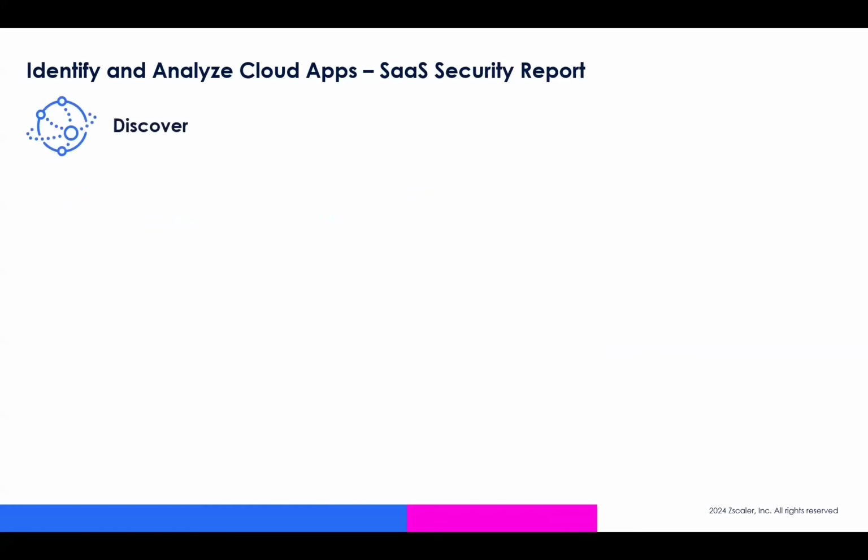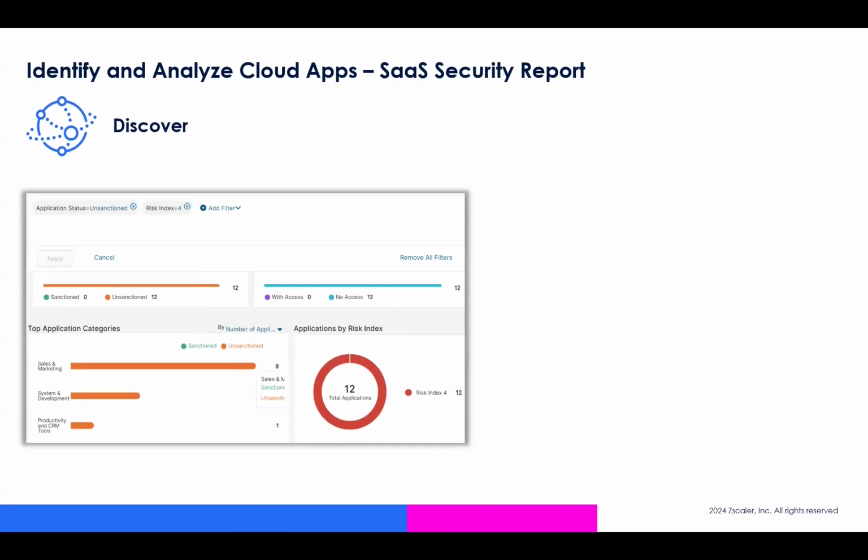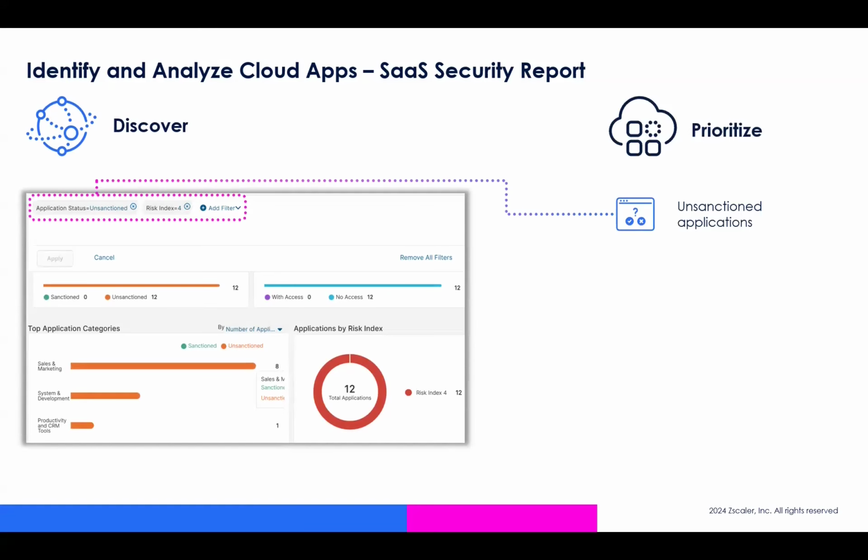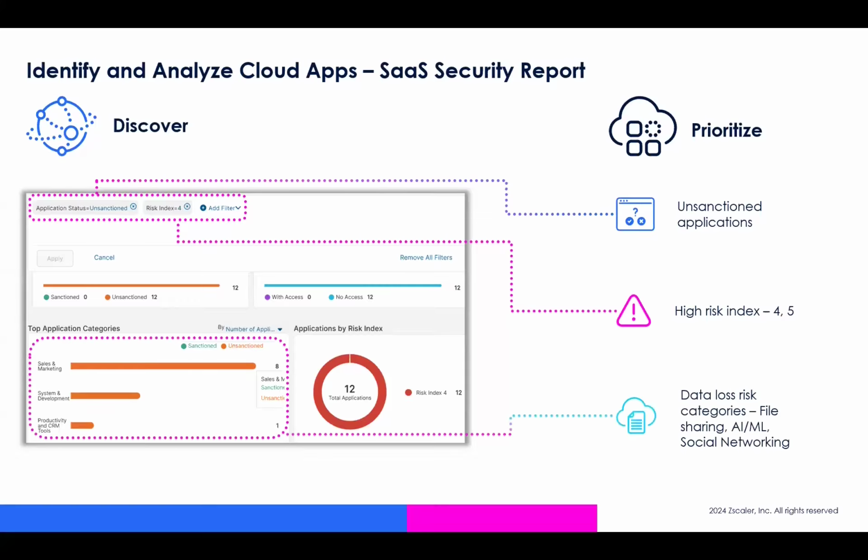Let's start by looking at the first step, which is discovering your cloud applications. To do this, Zscaler has built the SaaS security report. This report is accessible inside the Zscaler Internet Access Administrator UI. Here you'll find a number of filters that you can use in order to drill down into the applications that have been discovered inside your tenant. We recommend starting by looking at unsanctioned applications with a risk score of 4 or higher, in order to prioritize which applications are most risky.